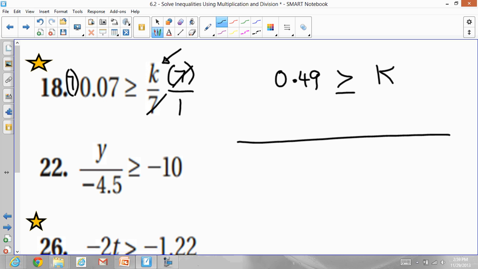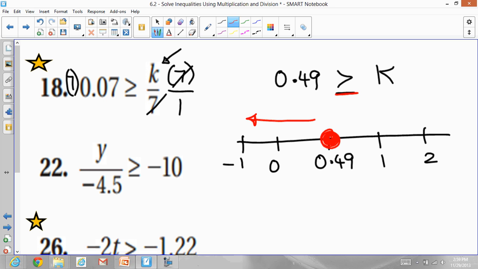Now comes the graphing. The graphing in this case is going to be 0.49 as my starting point, a couple of numbers to the right. I'm going to just check it as a 1 and a 2 and a 0 and a -1. So now all I have to do is my k is less than, and it is going to be a closed circle. It's going to be closed because of the equal sign, and k is less than or equal to 0.49, and in this case the symbol is going to look like this.